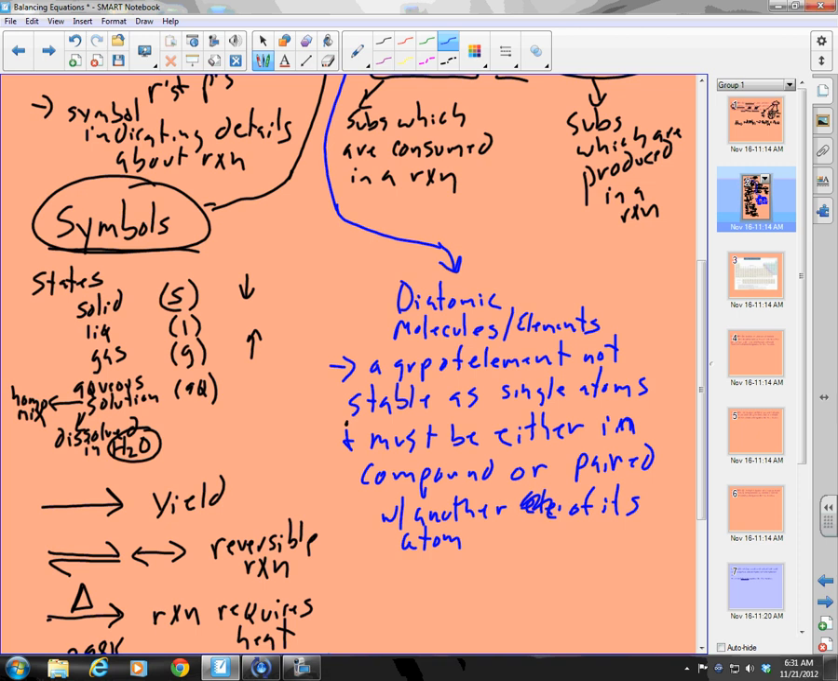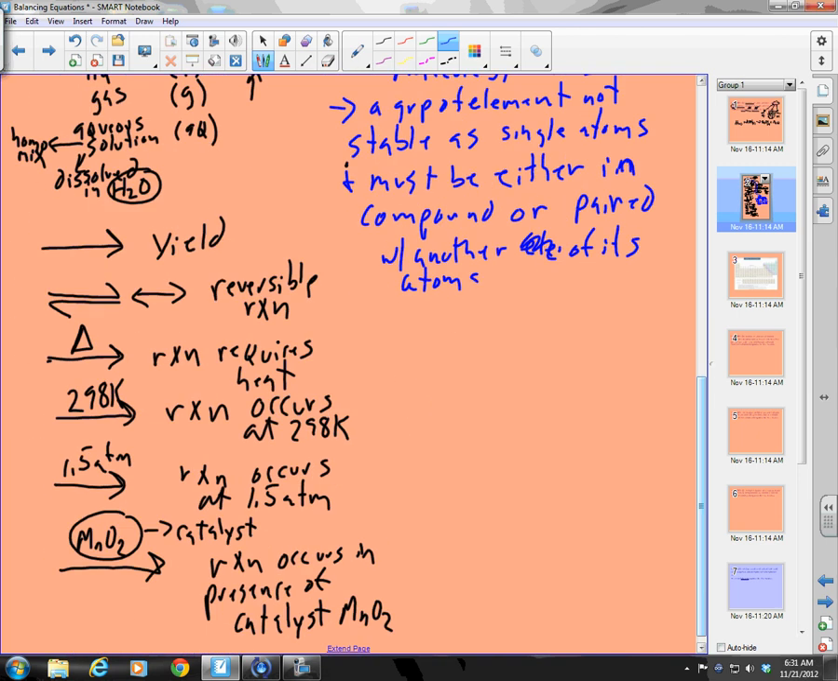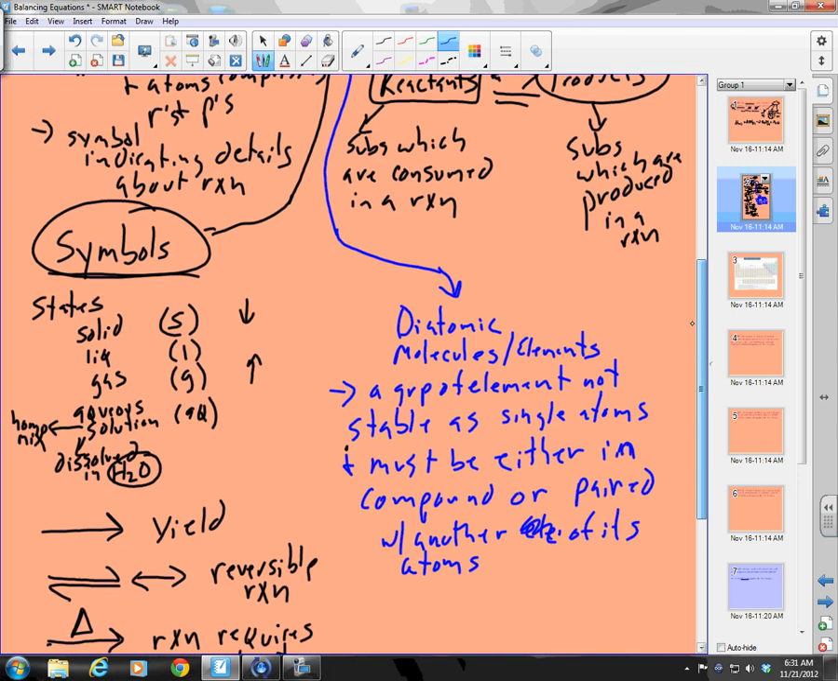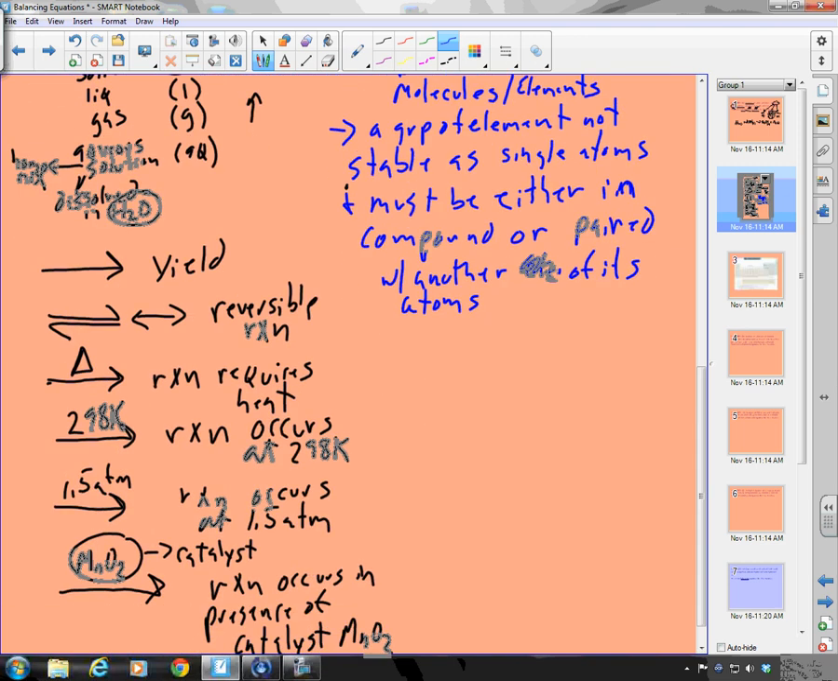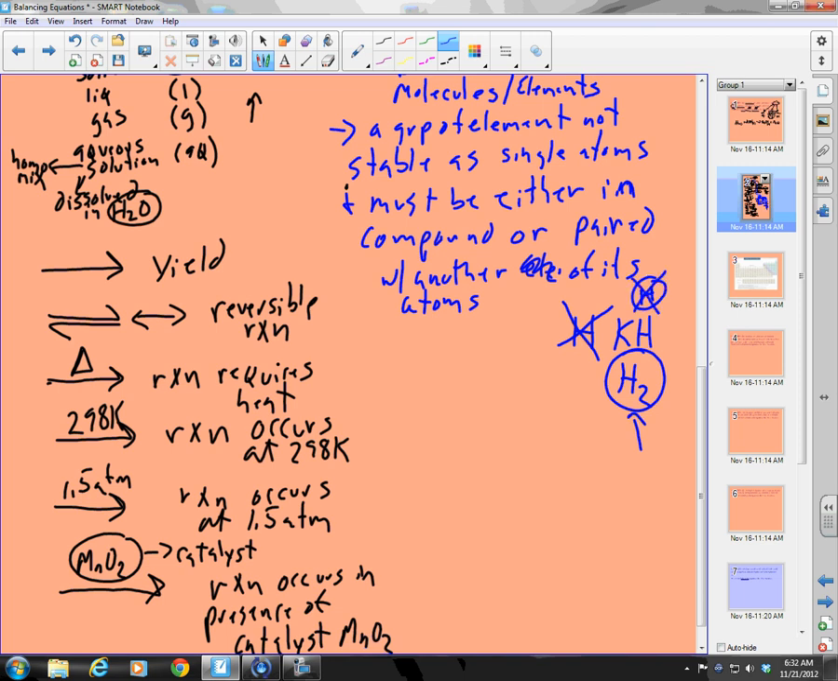All right? And what that means is, I know that's a little Byzantine, this definition, but what it means is things like hydrogen don't exist like H. That does not exist in nature. It's just not stable. It either is going to be in a molecule or an ion, let's say potassium hydride, or it's going to be H2. So when you see the word, hey, it reacts with hydrogen, it must be written as H2, not H. H just is not stable. Got it?